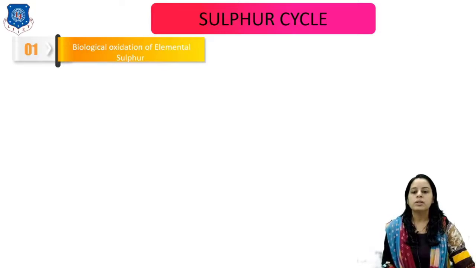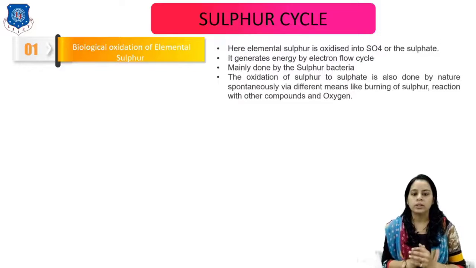Right? So first of all, the basic step, which is biological oxidation of elemental sulfur. It means that the elemental sulfur is oxidized into SO4, or the sulfate form, right? And it generates energy by the electron flow cycle. So mainly it is done by the sulfur bacteria. The oxidation of sulfur to sulfate is also done by nature, spontaneously, via different means like burning of the sulfur, then reaction with other compounds and the oxygen, right?